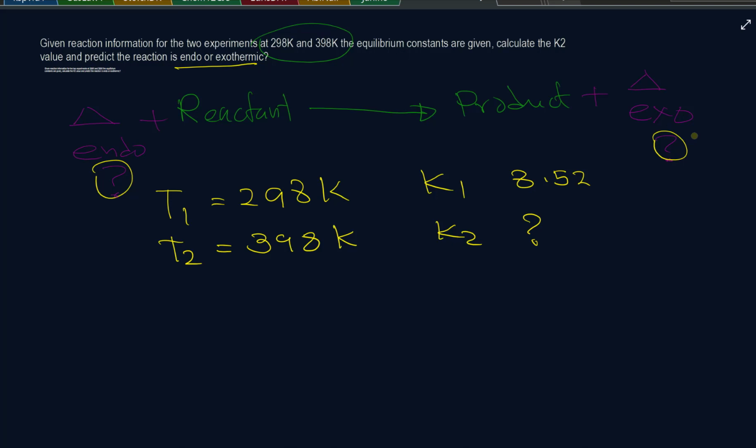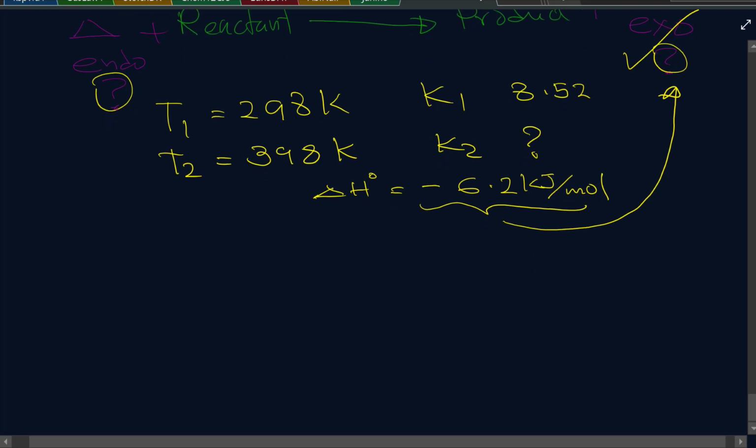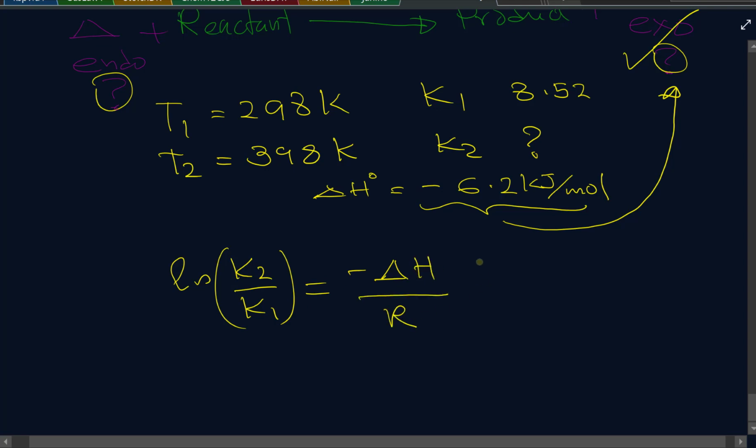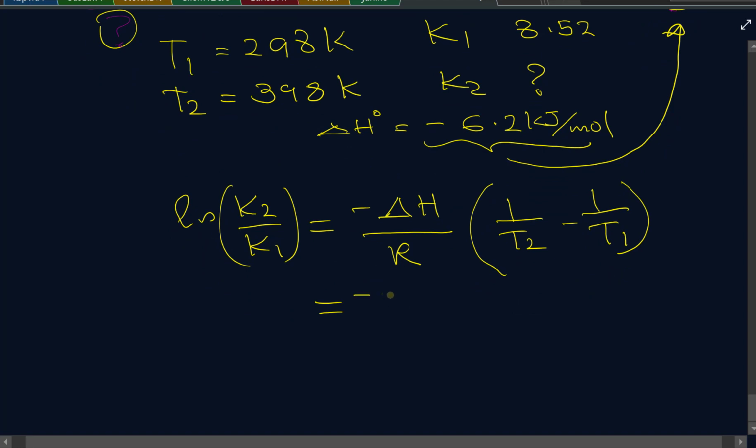I'm given the delta H value, that is minus 6.2 kilojoules per mole. So we need to convert to joules. But the minus value tells me it's exothermic. So we get the sense of how this thing works, right? Now, ln K2 over K1 is equal to minus delta H over R, times the bracket 1 over T2 minus 1 over T1. This is how you handle the same reaction at two different temperatures with two different equilibrium constants, right? So that's what we are using now.